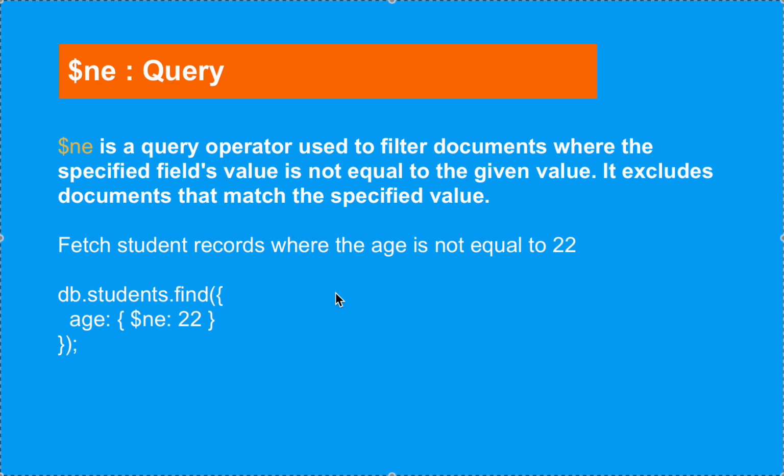Suppose you want to write the query: fetch the students' records where the age is not equal to 22. Let's write the query. db.students.find. Let's pass the condition. The condition will be the field name and the object. Inside that, $ne value is 22, and close this condition.